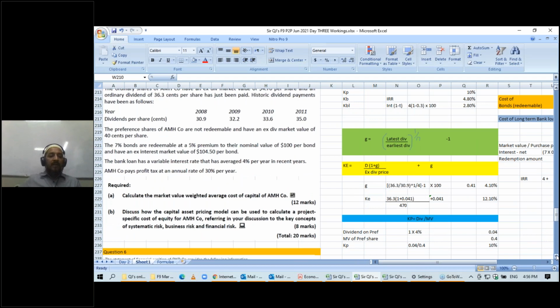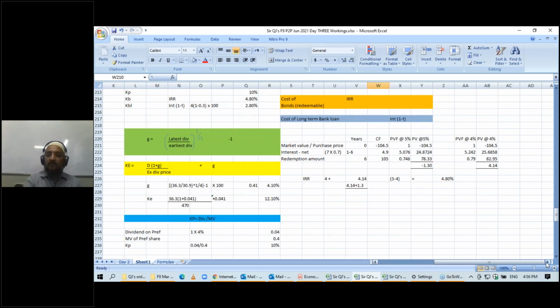See, in part B, they ask: discuss how the capital asset pricing model can be used to calculate a project specific cost of equity for AMH company, referring in your discussion to the key concepts of systematic risk, business risk, and financial risk. So let me explain how CAPM can be used to do this. Moving on, this point will help you in the next question as well. So I'm explaining it over here.